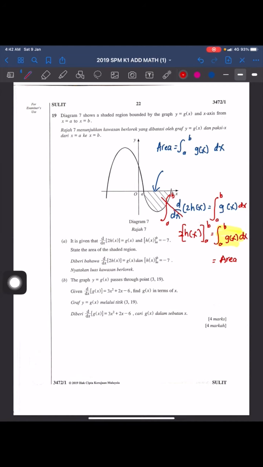Then here, h(x) from a to b, they have given its value in the question, which is negative 7. But we know that area must be a positive number, it cannot be negative. So I just add the modulus there. So we know that the area of the shaded region is 14. Okay, that's all. Okay, next B.